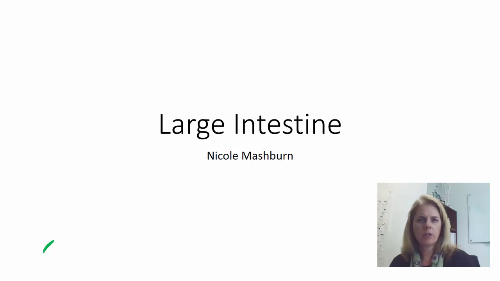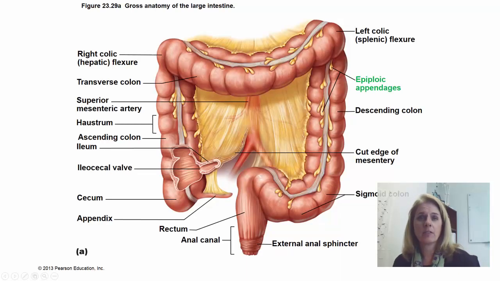Alright, so we're going to finish up with the large intestine. So we've taken our food from the mouth all the way through the system, and now we are at the end. Literally. Okay, so large intestine. You'll have a lab video, but just in case you haven't watched that yet.